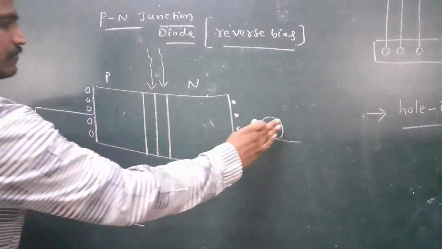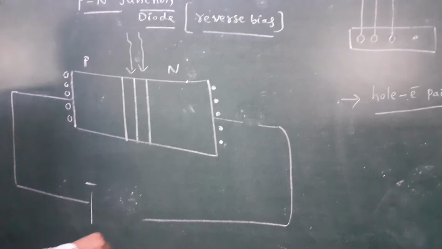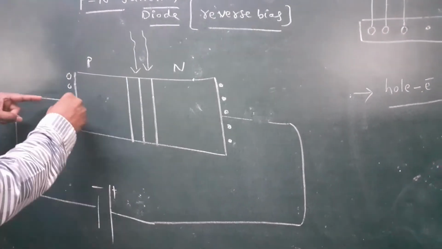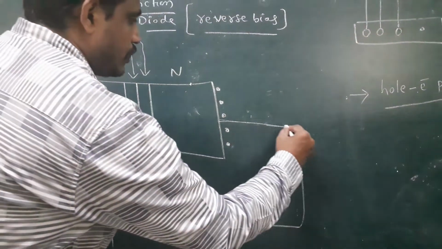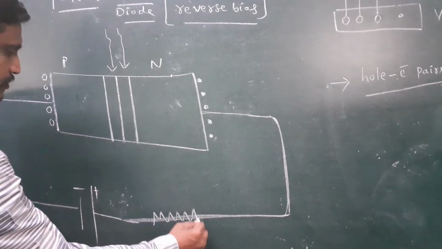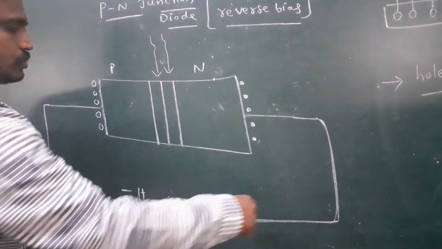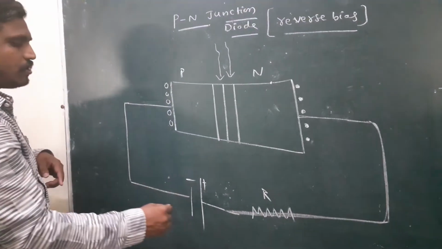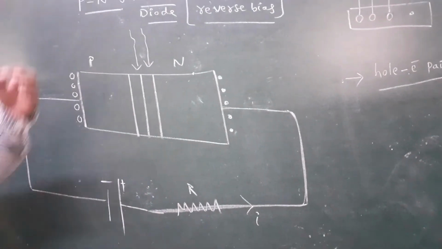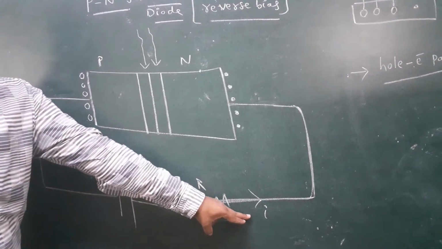This is the reverse bias, the actual diagram. P is connected to negative, N is connected to positive. Here it is a closed circuit, and according to electricity, current will flow. Here is a resistor, this is the symbol of the resistor, resistance R. Both are closed, so current will flow. Current is denoted by the letter I. In this photodiode, light energy is converted into electrical energy.